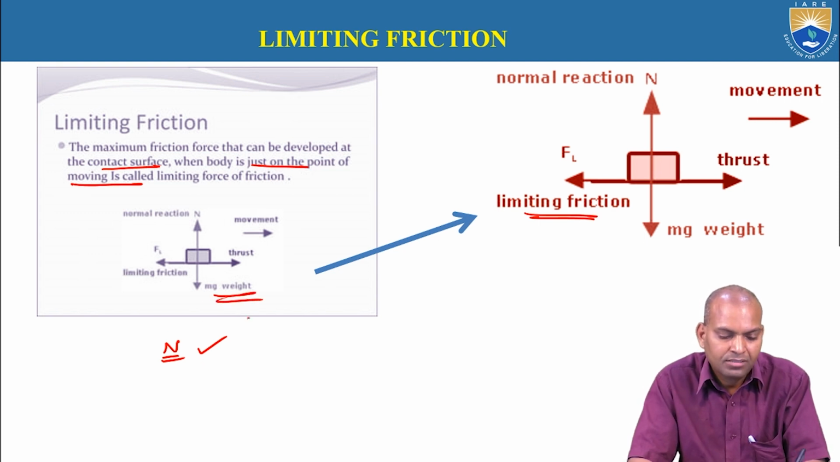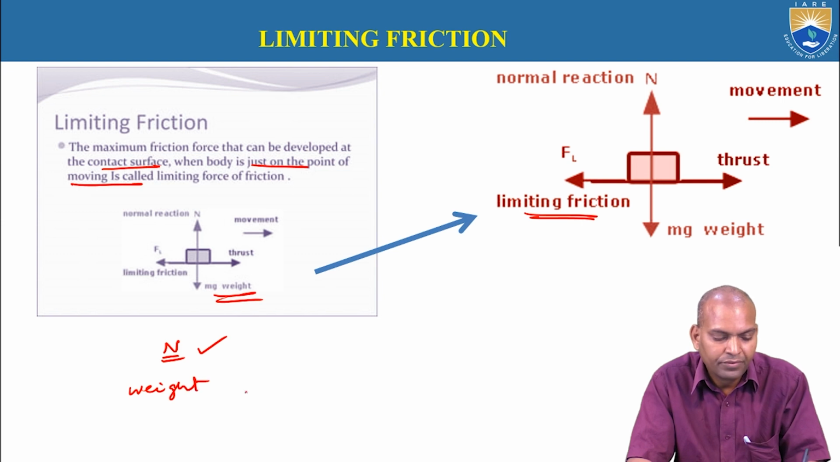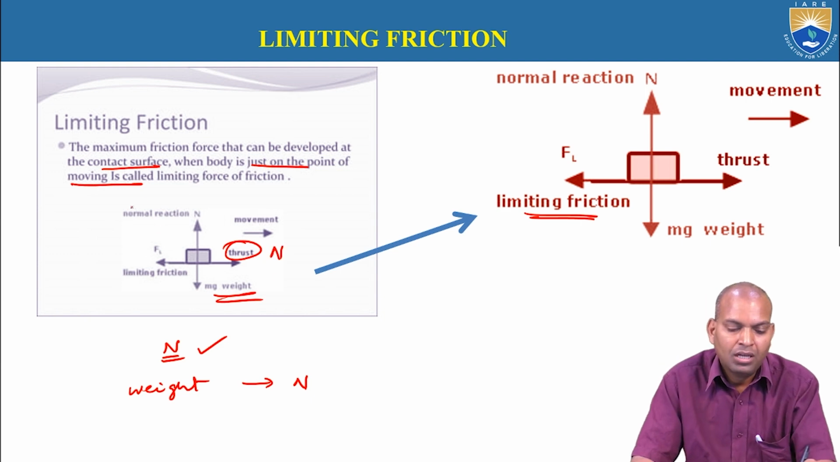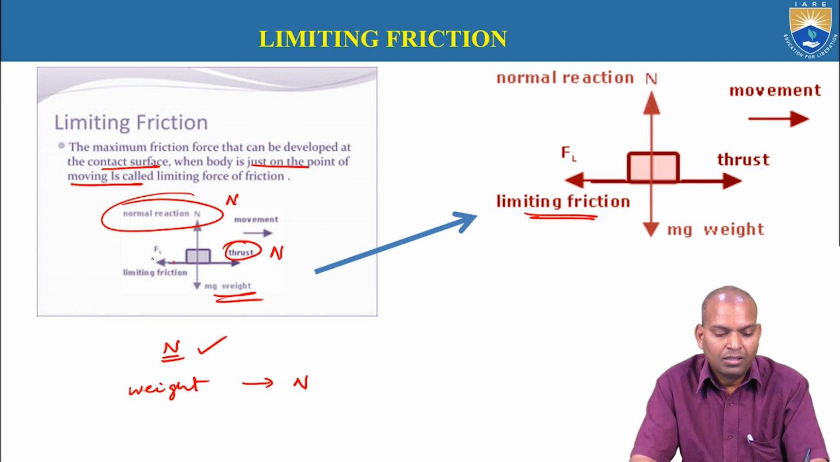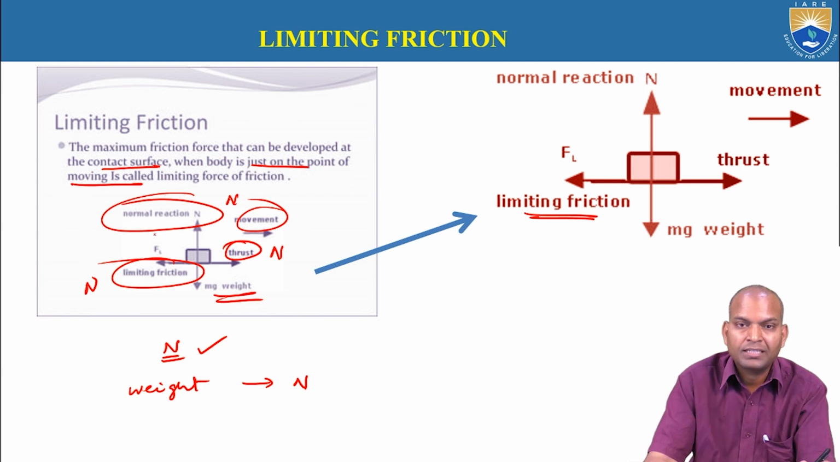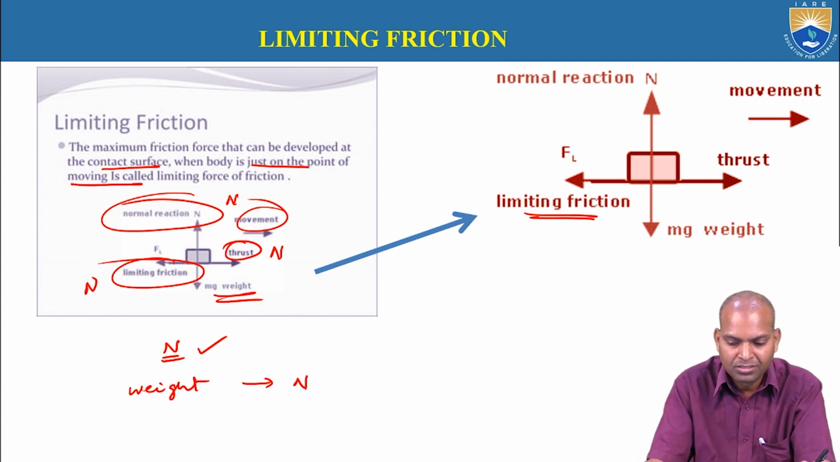What is the unit of the weight? The unit of weight is newtons. The thrust unit is newtons. The normal reaction unit is newtons. So the limiting friction is in newtons, the weight is in newtons, all are newtons. Whatever the unit for movement, if it is displacement, it is in millimeters or meters.